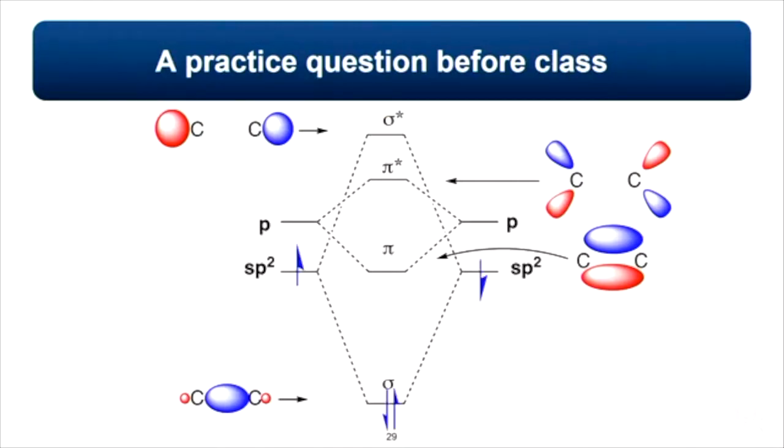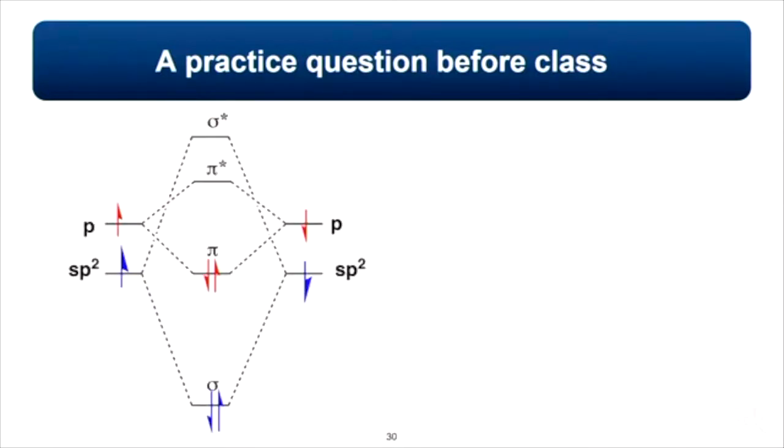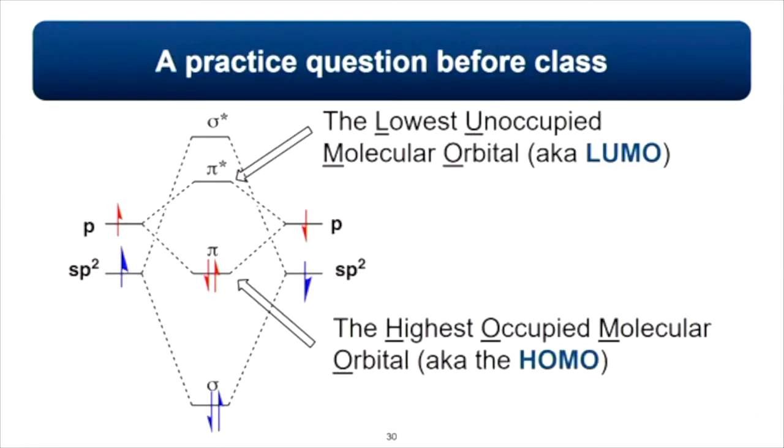And if we fill them from the sp2s, you can see that we have 2 electrons. It fills the bottom sigma orbital, and the same with the p orbitals, making the pi. And you're left with one highest occupied molecular orbital, which is the pi in this case, and a lowest unoccupied molecular orbital, the LUMO, which is the pi star.